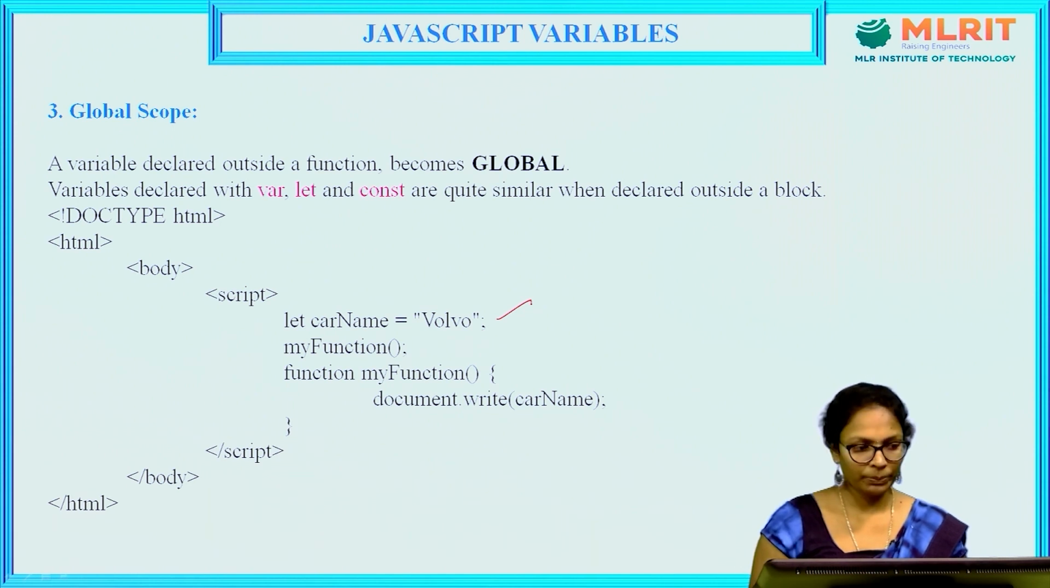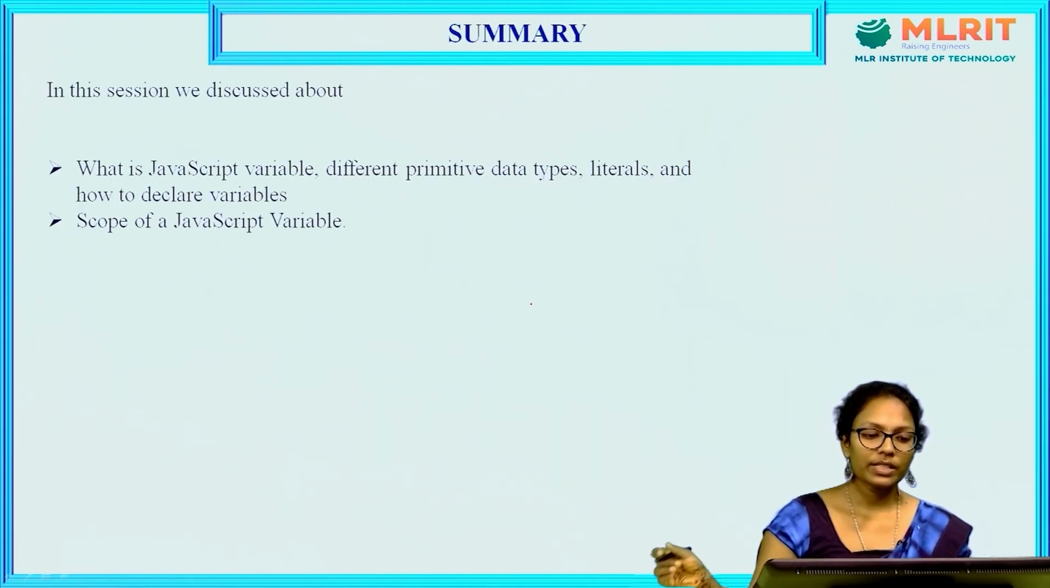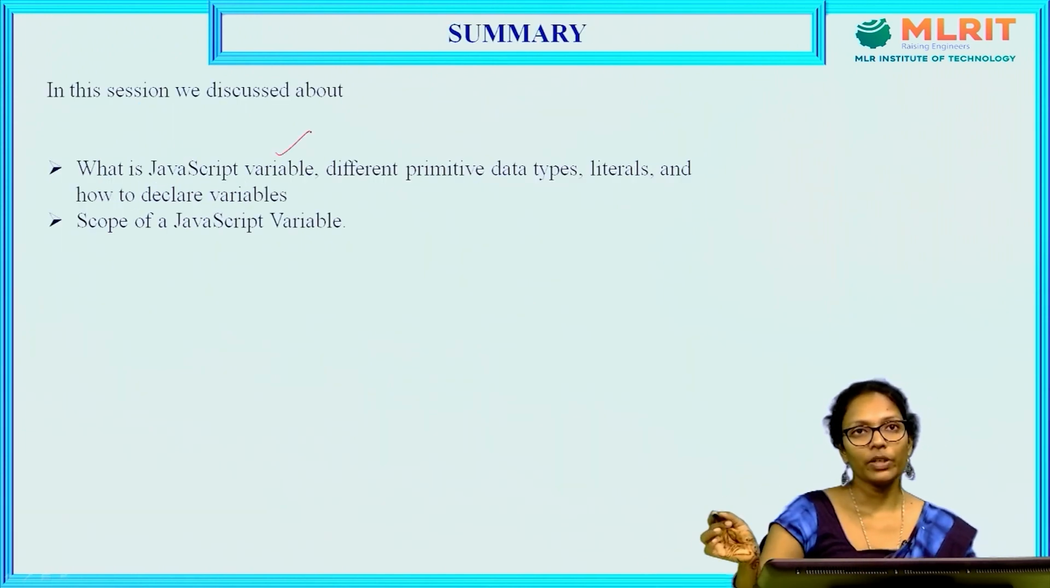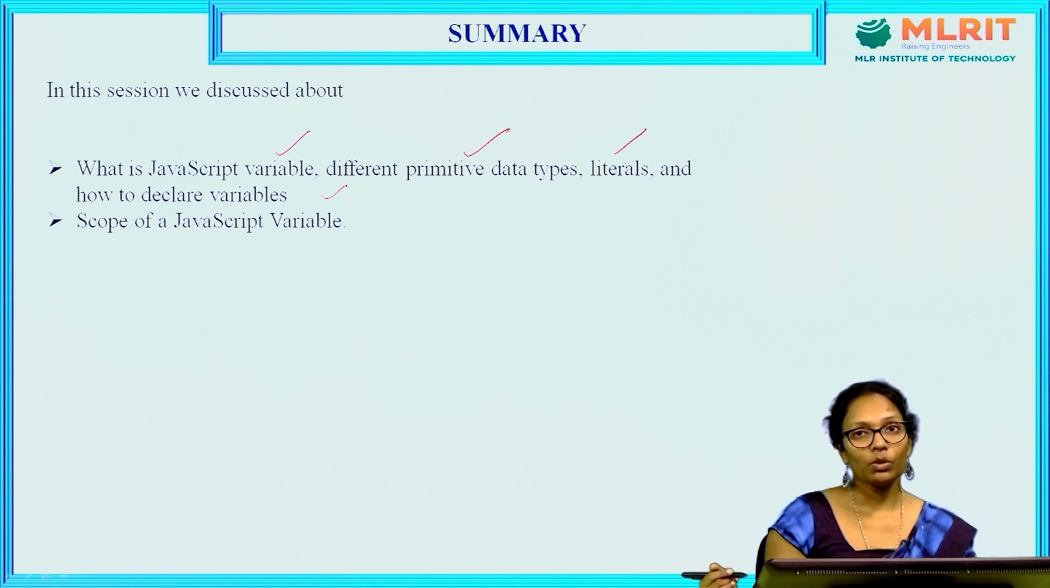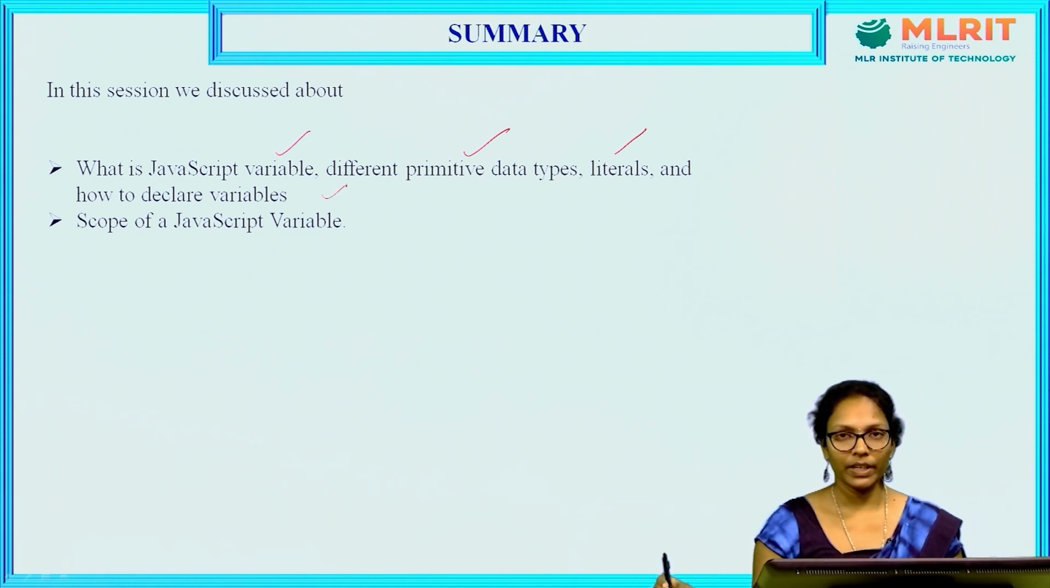So in this session we discussed what a JavaScript variable is, what the different primitive types are, what is meant by literals, and how to declare variables, and we also saw the scope of the variable. Thank you.